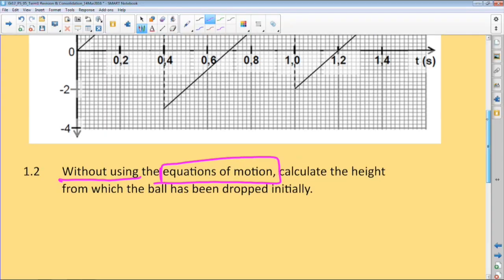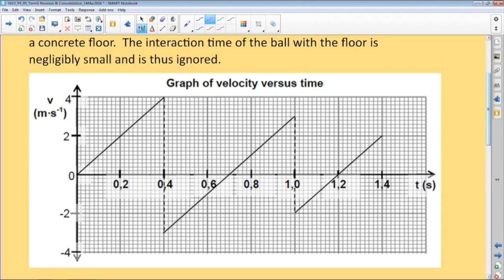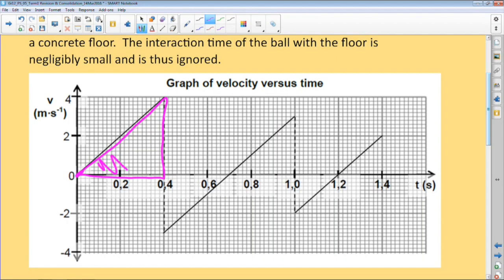So they only want the height from which it was dropped initially. So that is this part of the graph, okay? Because at 0.4 seconds, it's now hit the ground. So that part of the graph, that line, represents the distance it's fallen. Now we're looking at area because that means displacement. So I want the area of this part of the graph, and that happens to be a triangle.